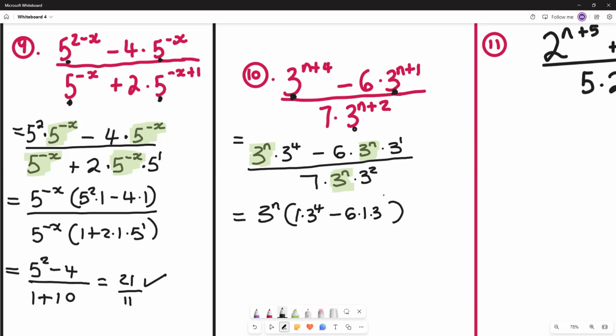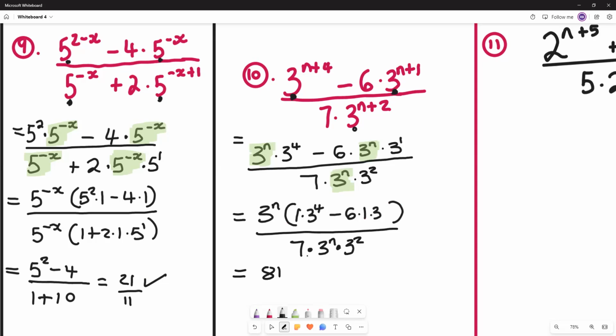6 times 1 times 3 to the power 1, which is just 3, right? All over 7 times 3 to the power n times 3 squared, which gives us, this will cancel with that. You see, at the bottom I cannot factorize because it's already in factored form. These are the factors. Basically, it's already factorized, right? So this will cancel with that. Remember, I advise you not to show it, but just know it in your brain. So you have 1 times 3 to the power 4, which is 81.